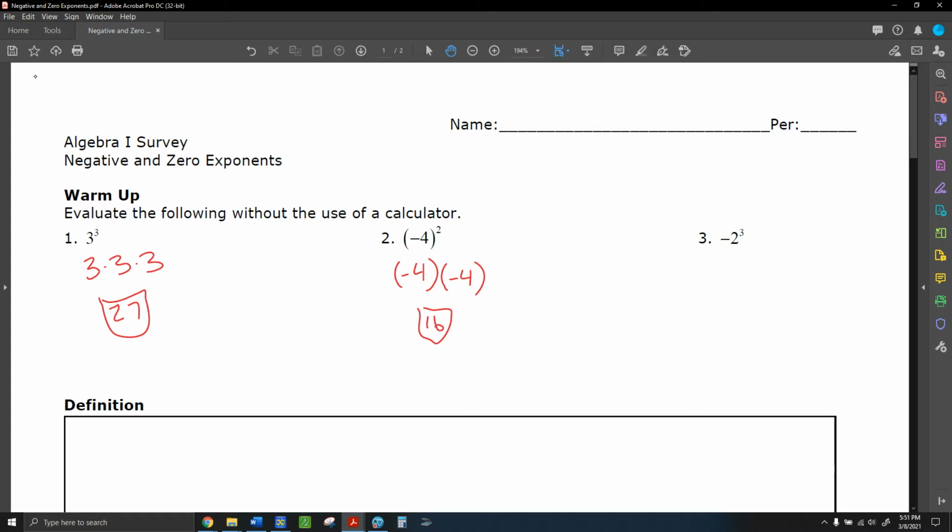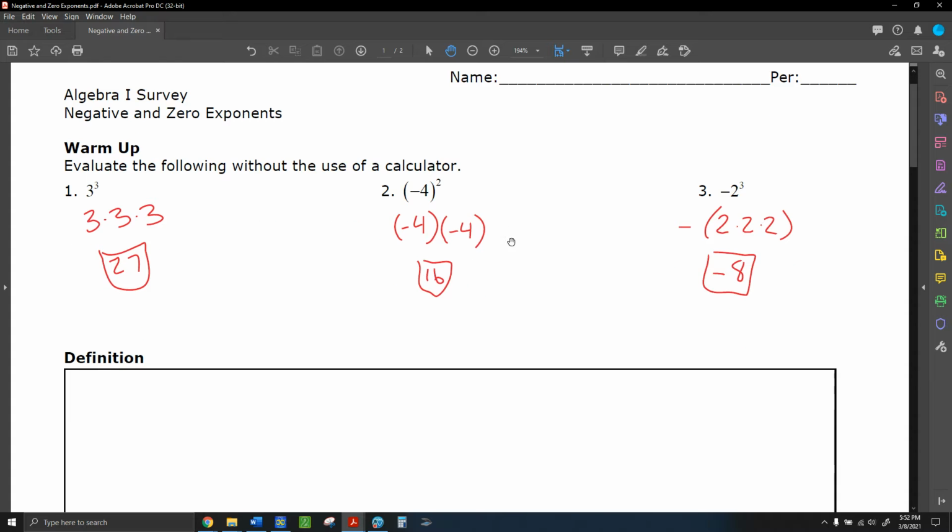Now we have negative 2 raised to the third power. Now notice that the only thing raised to the third power is the 2. So we have 2 times itself 3 times, or 2 times 2 times 2, but then we've got to make it negative. That's that negative out in front. Well, 2 times 2 times 2 is 8, and then make it negative. So we have negative 8.